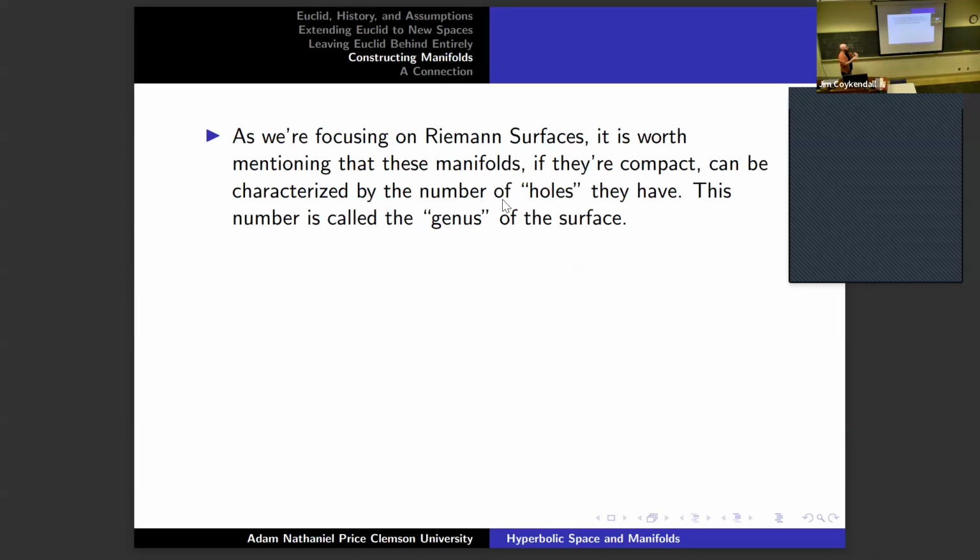Now, we're focusing on Riemann surfaces. Manifolds are like this huge space: you can talk about any sort of map from any kind of space into Euclidean space. So there's a whole bunch of manifolds. We want to restrict our view so that we stay sane, so we're just focusing on Riemann surfaces.